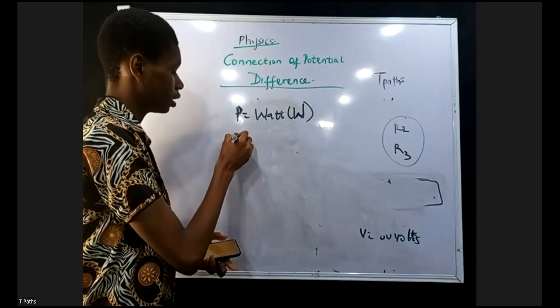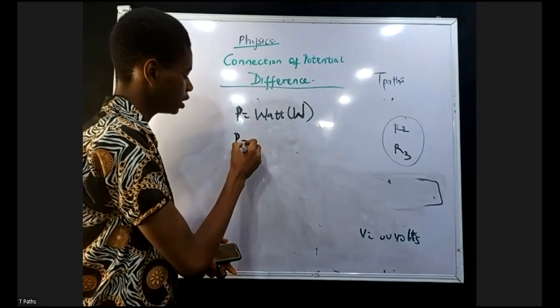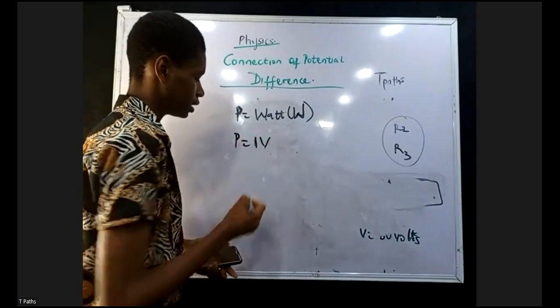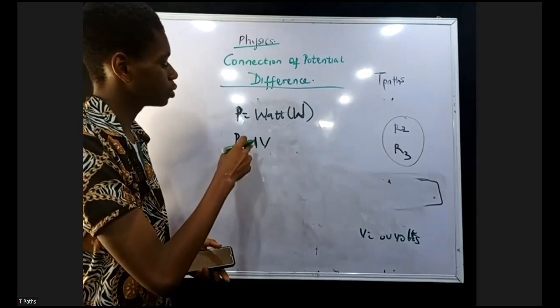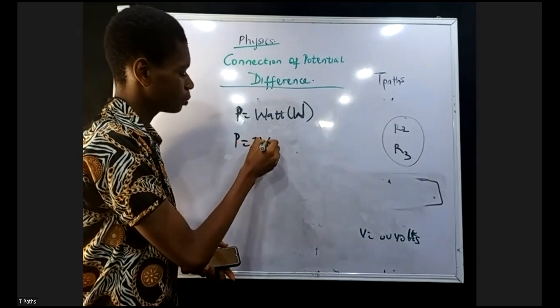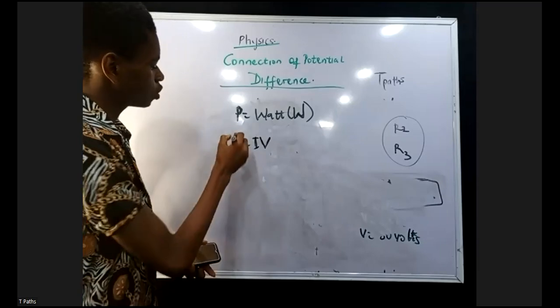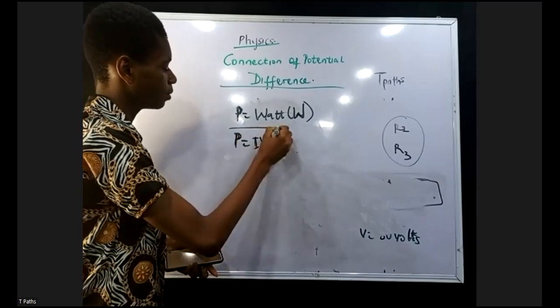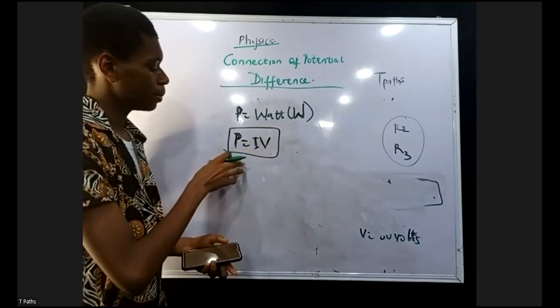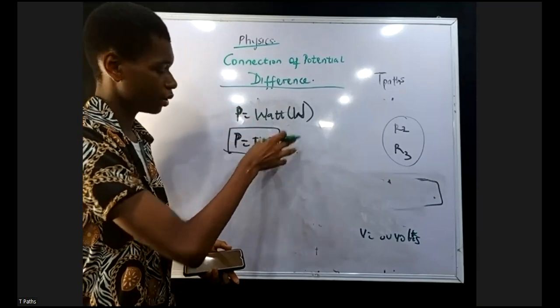The relationship is P equals IV. That's electric power is equal to electric current times potential difference. So when you have this formula, you should have it at the back of your mind that power equals electric current times potential difference.